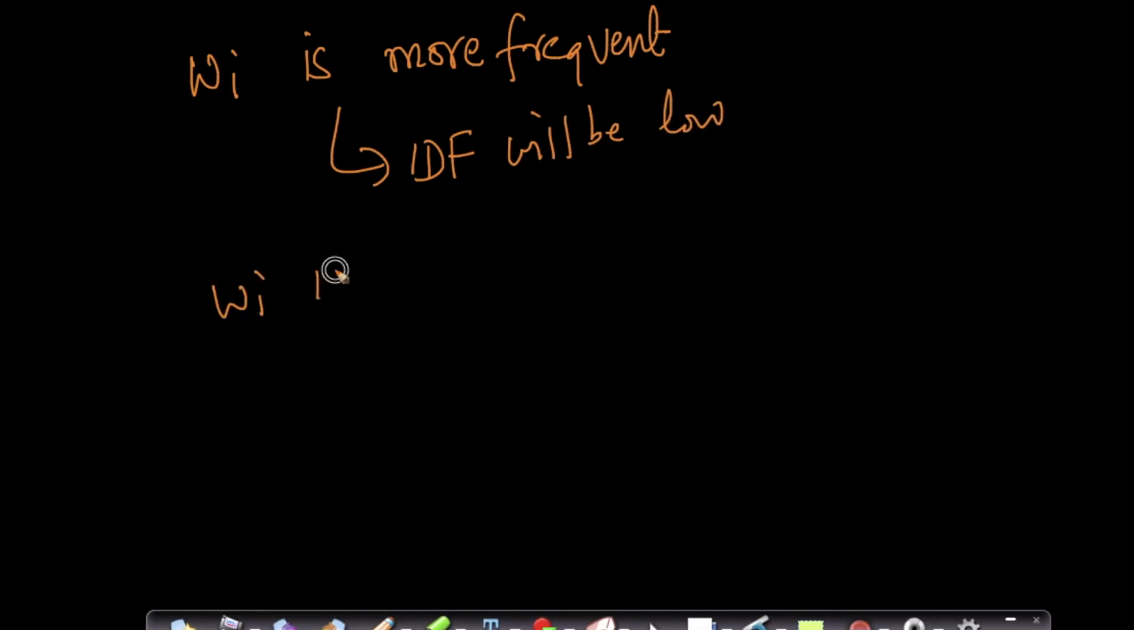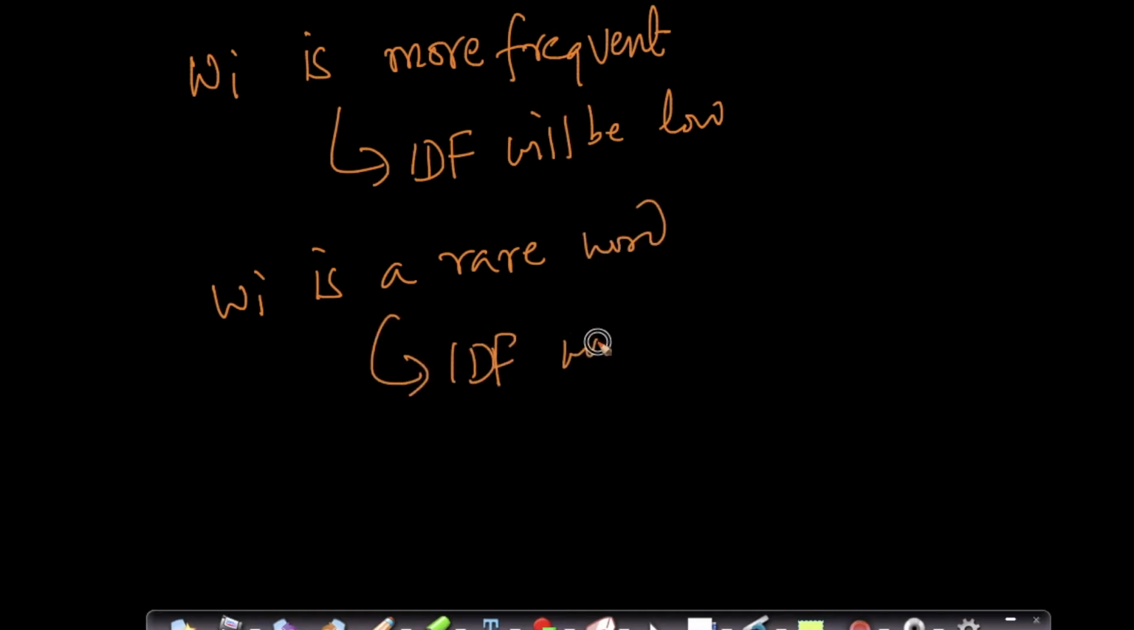If Wi is a rare word, or a rare term, then its IDF will be higher. Okay, that's a property of IDF. Now let's try to combine TF and IDF.